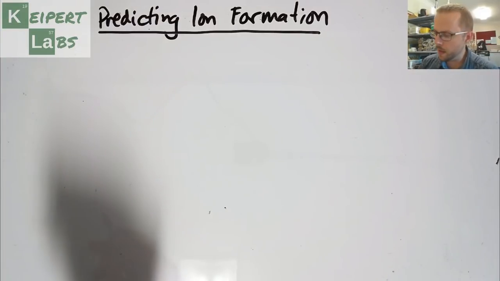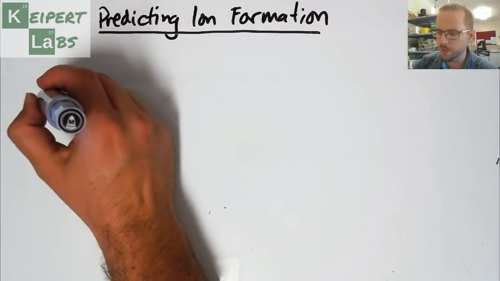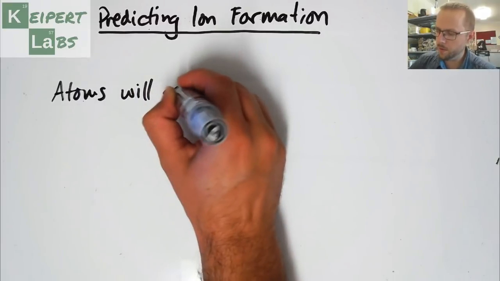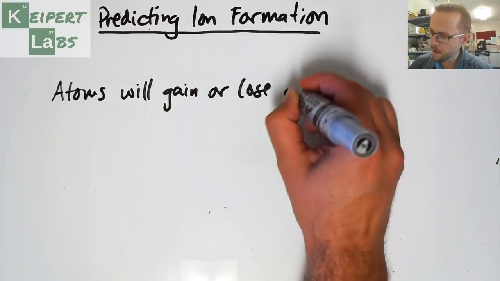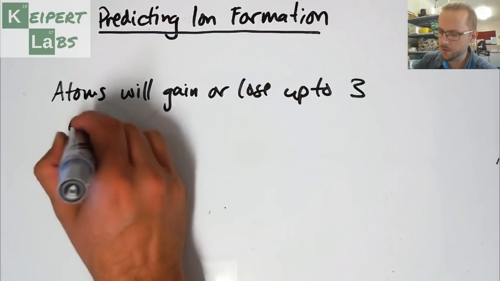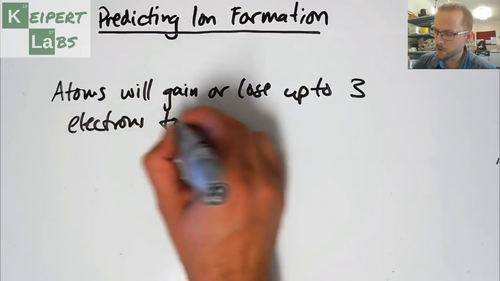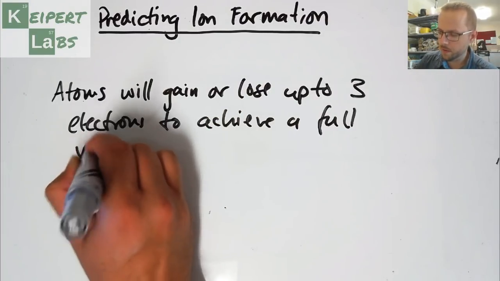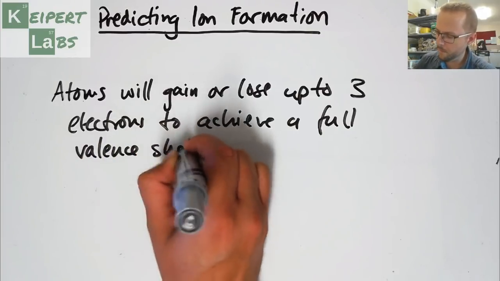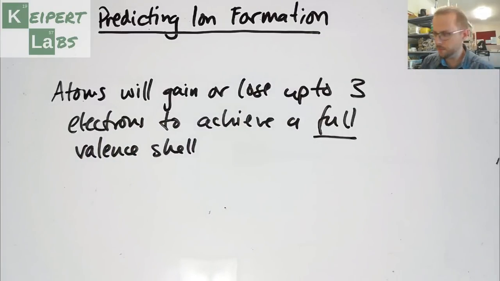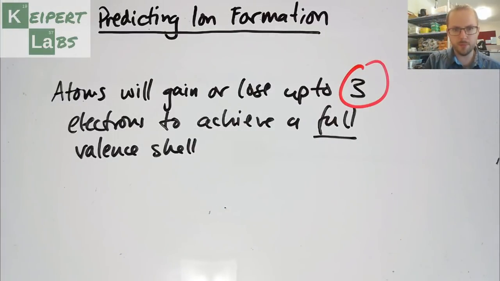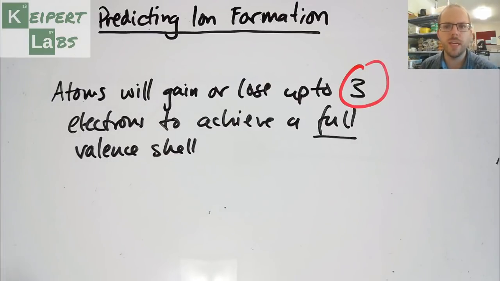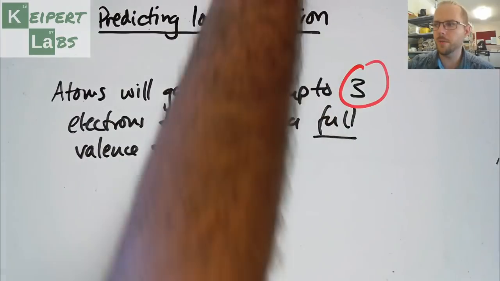So what it means is that when looking at this, we see an overriding principle, that atoms will gain or lose up to 3 electrons to achieve a full valence shell. So 3 electrons is our maximum. So we can either gain 1, 2 or 3 or lose 1, 2 or 3 to form an ion.